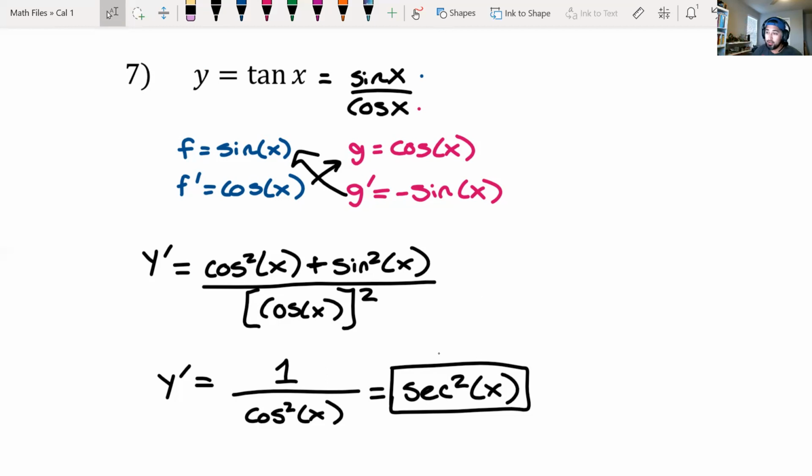Just know, we don't memorize things, because if we can make them, we don't have to memorize them. And you can make all of the trig derivative identities either by quotient rule or by product rule, except for sine and cosine. To find those, you'd have to use the definition of the derivative.